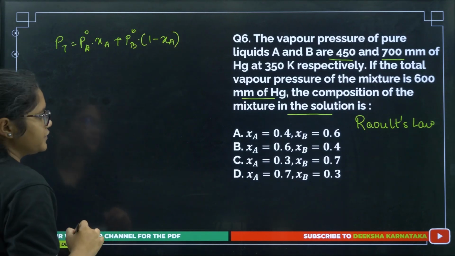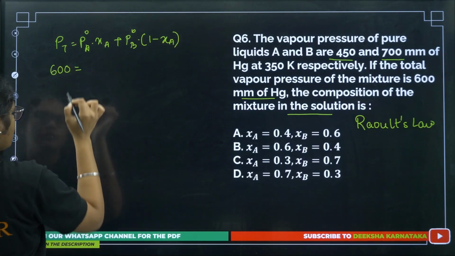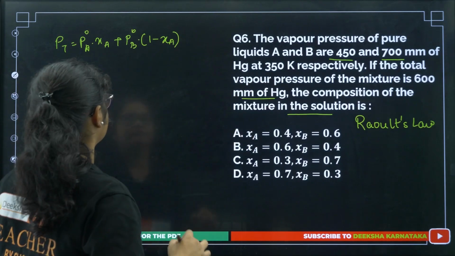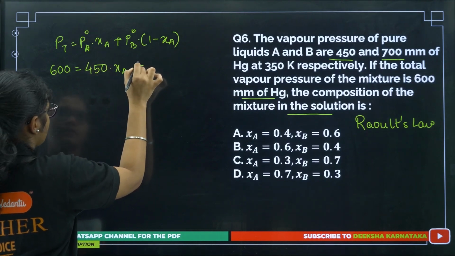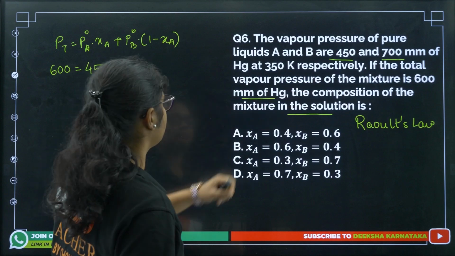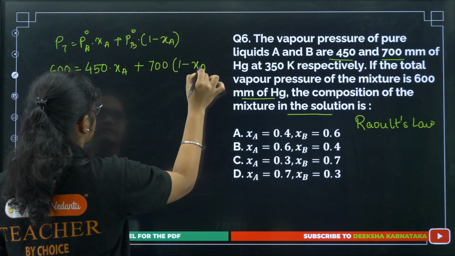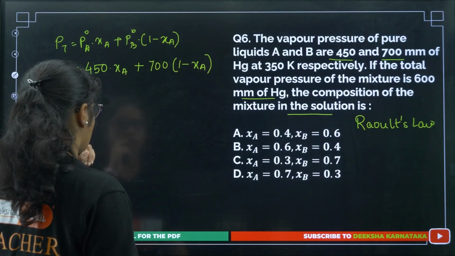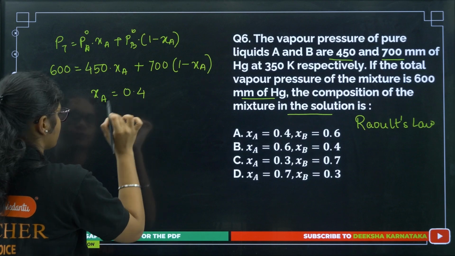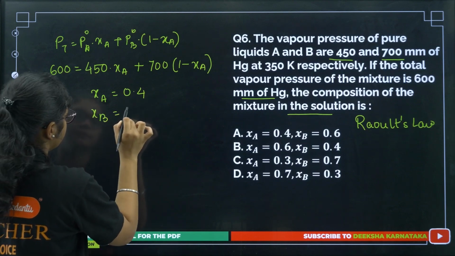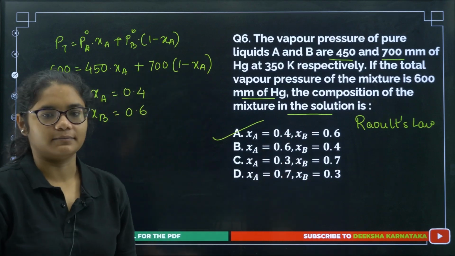Okay. Now if I substitute, what is the total pressure? Total pressure is 600. P naught A is how much? 450 into XA. Then what is P naught B? P naught B is 700 into 1 minus XA. Now if you solve this and calculate, you will be getting XA as 0.4. And what is XB? XB will be 0.6. So correct answer here will be option number A.